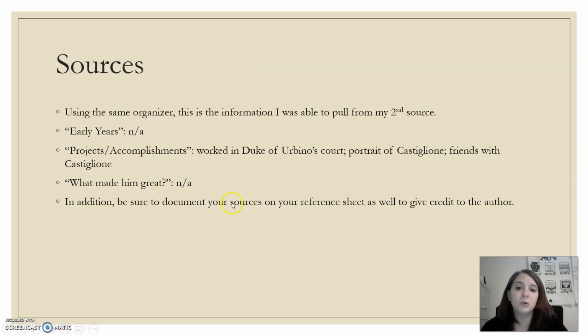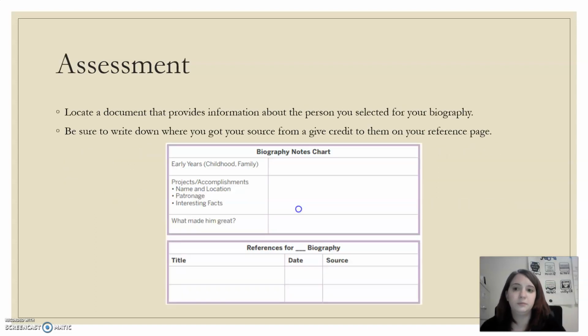Make sure you write your sources on your reference sheet as well. Remember, we talked about that, where you're documenting where you got your resource, what date it was published, and the title of it. So make sure you have that documented too if you're pulling from other resources. You're going to locate a document that provides information about the person you selected, and you're going to write down where you got your source to give them credit.